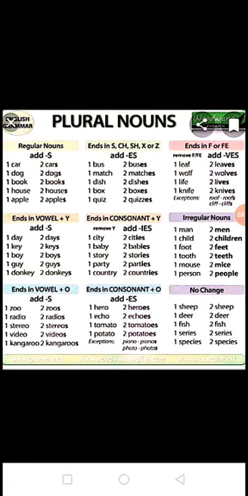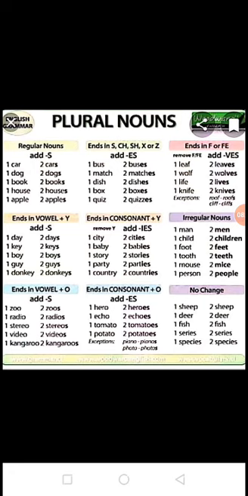Then next rule, ends in vowel plus o. See, if the word ends in a vowel and then after the vowel there is o, you should add only s. Then next rule, ends in consonant plus o. If the word ends in a consonant plus o, you should add only es. And then last one, no change. No change means what? The word remains the same in singular form and in plural form.